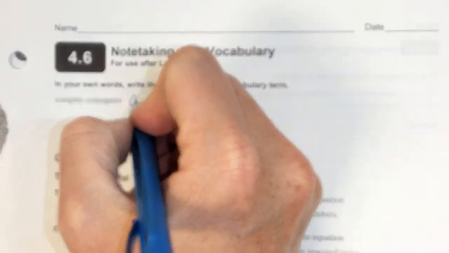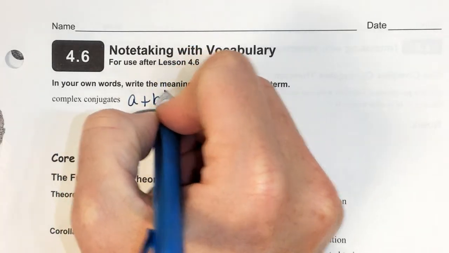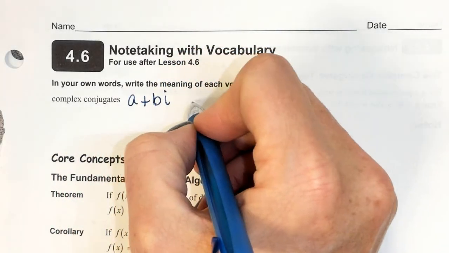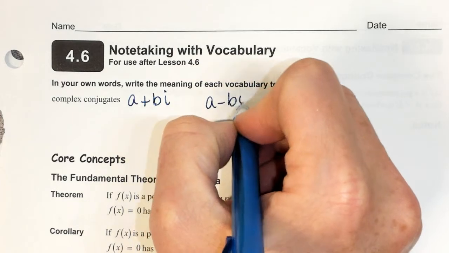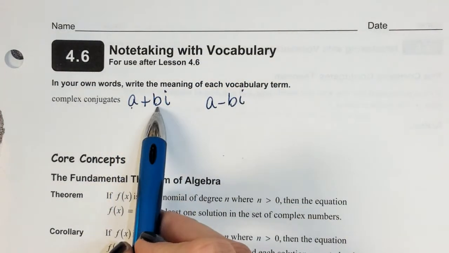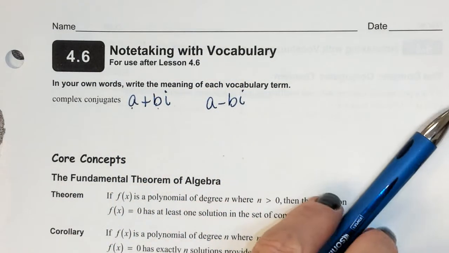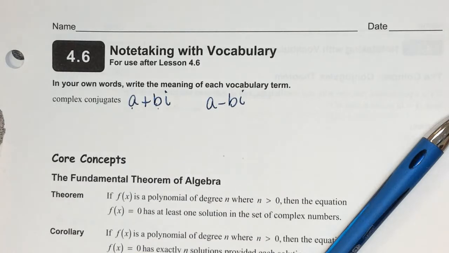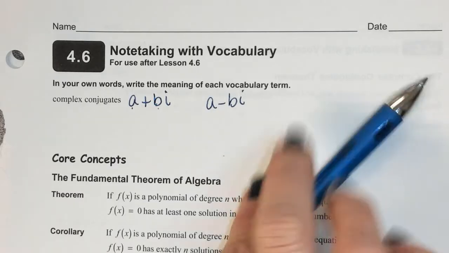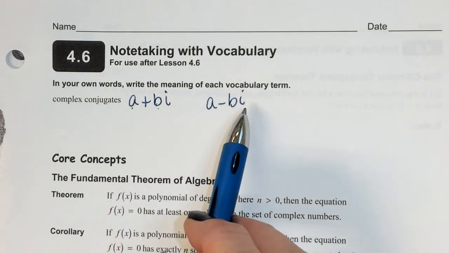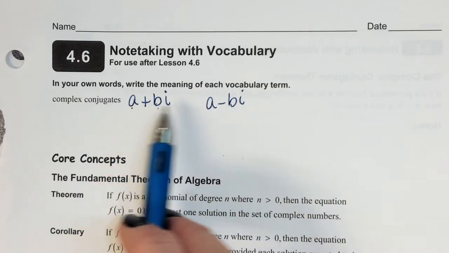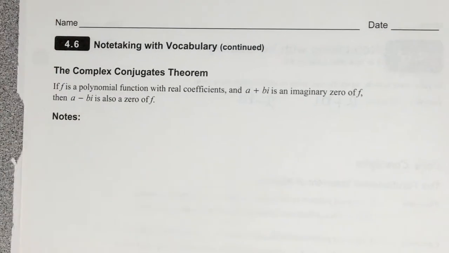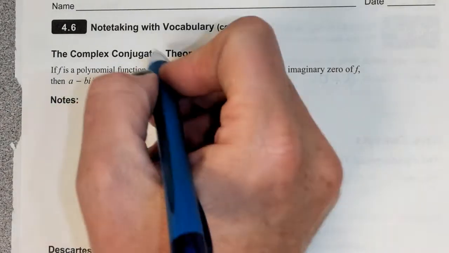Complex conjugates would just be if we have a plus bi, the complex conjugate of that would be a minus bi. So the a, the b, the i stays the same, and we just want to change that middle sign. So when the middle sign's a plus, the conjugate would be a minus. The reason we care about this is because of what you will see if you flip over to page 104.